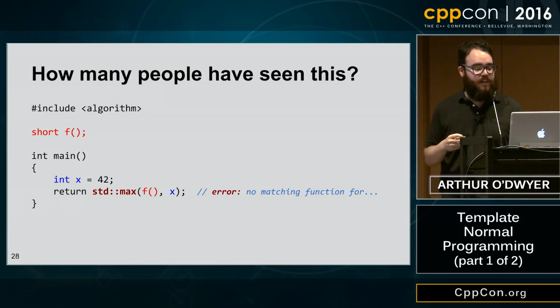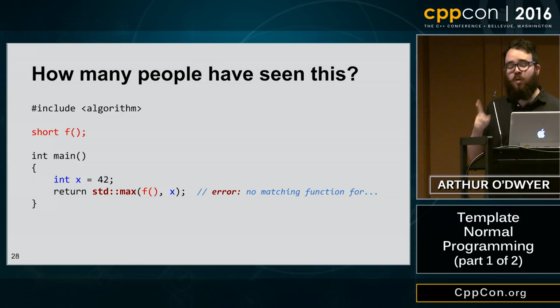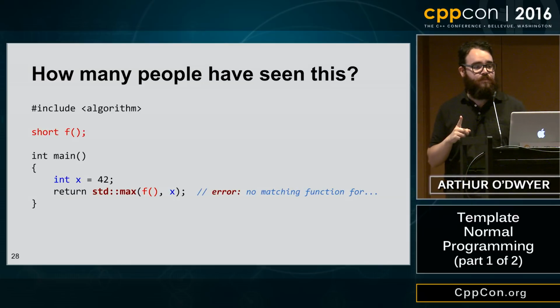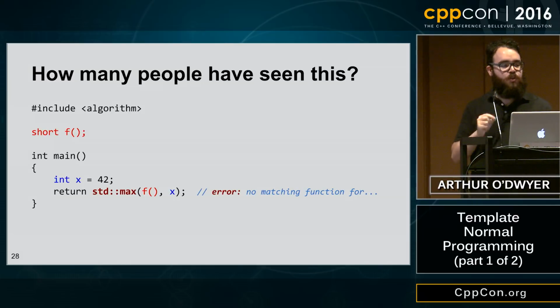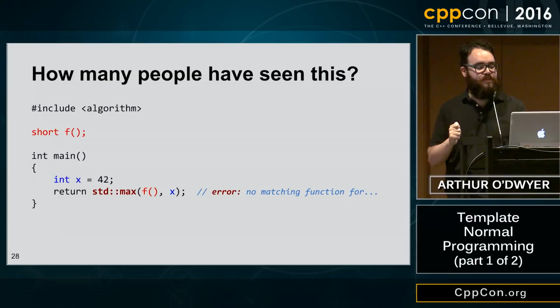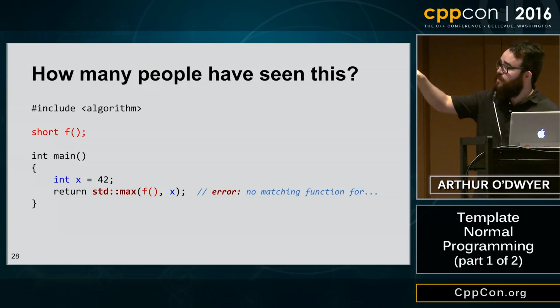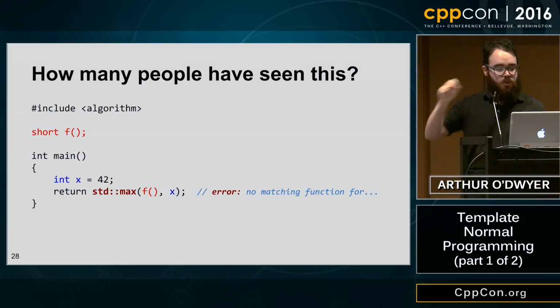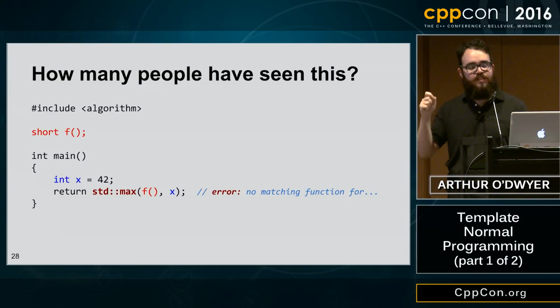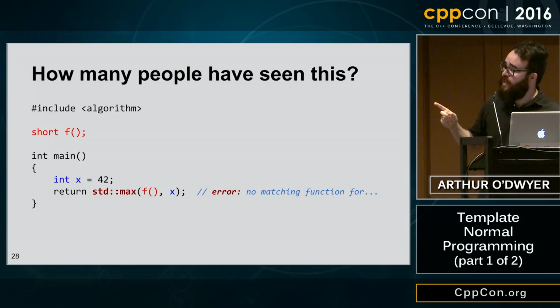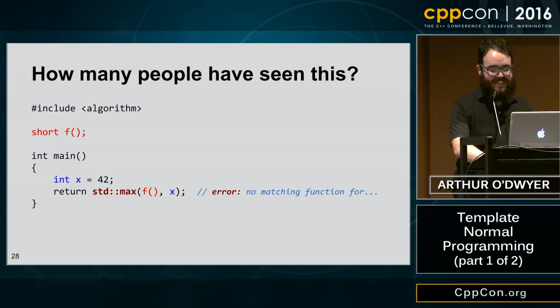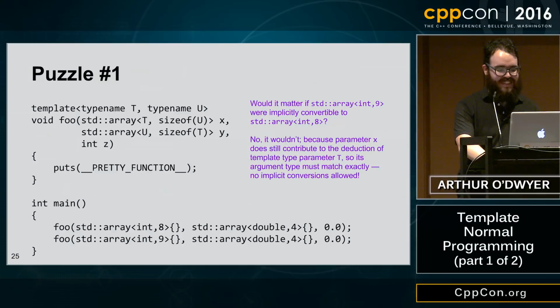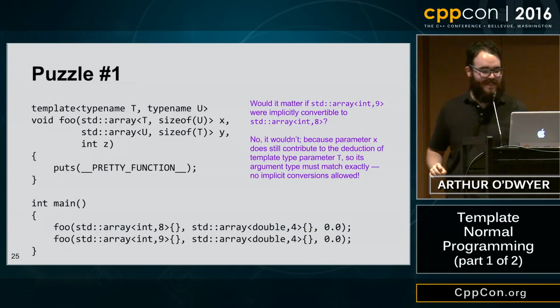And the reason is the same thing. std::max only has 1 template parameter, T, and it takes 2 arguments of type T. In this case, the first says T is short, and the other says T is int, and they disagree, and you get a hard compiler error. This is one of the downsides of this rule. There's a slide that follows that, but first, let's do these puzzles in order.